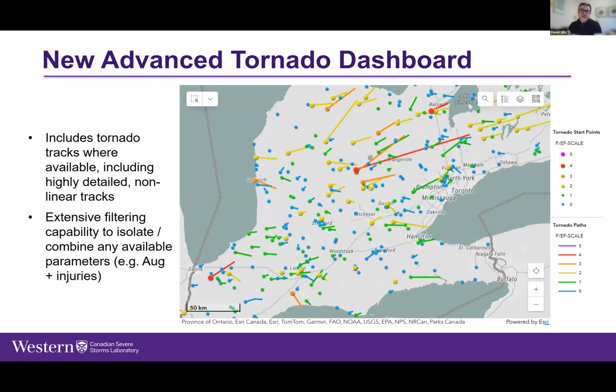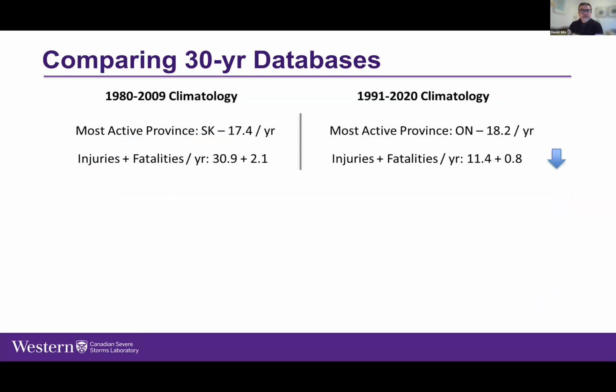But this is a close-up on Southern Ontario, where you can see all that track information can now be plotted back to 1980. So yeah, we've got these two 30-year databases now that are really high quality, 1980 to 2009 and 1991 to 2020. And the most active province does change between those two, from Saskatchewan in the first climatology to Ontario in the second climatology.